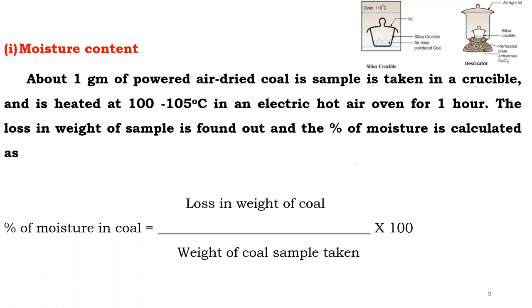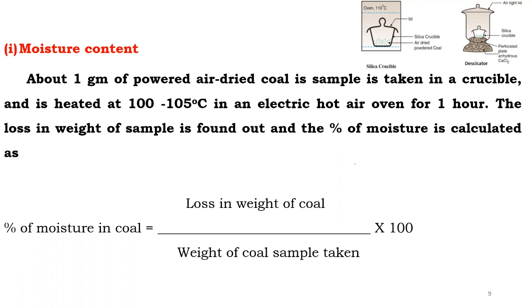Then we'll weigh that, and we'll take the weight of that sample. Suppose you take 1 gram of sample and keep it in a hot air oven at 100 to 105 degrees centigrade for 1 hour. That will be noted down as W1. Then after 1 hour, if you take the weight W2, suppose the W2 weight is 0.8 grams.